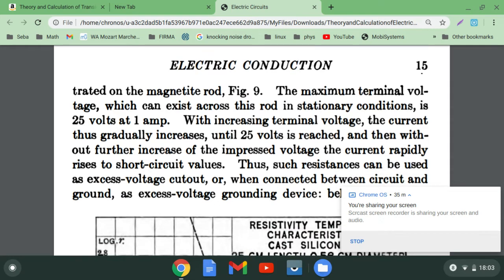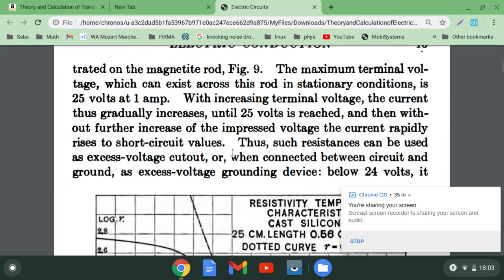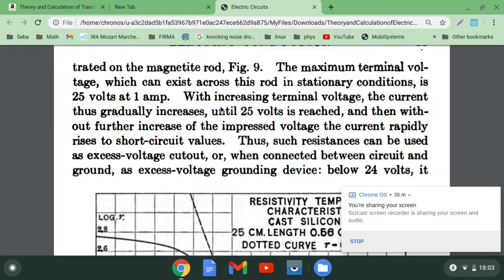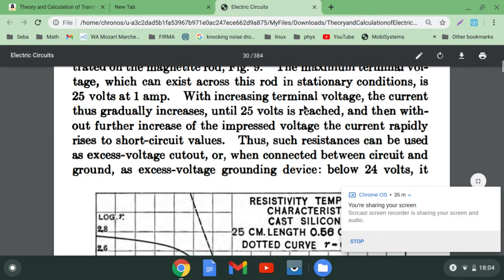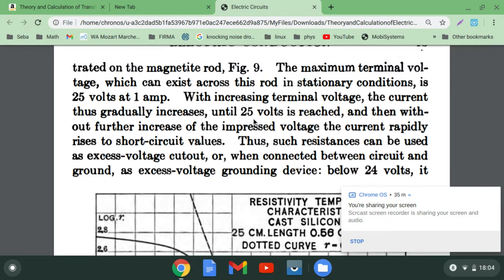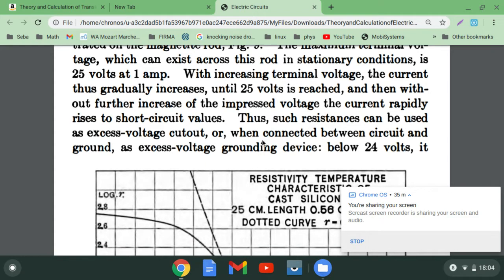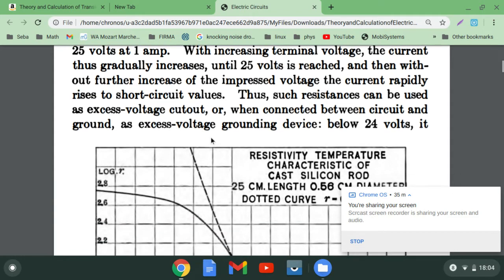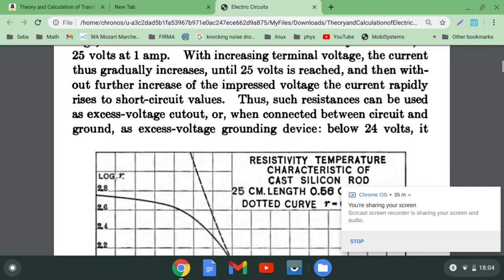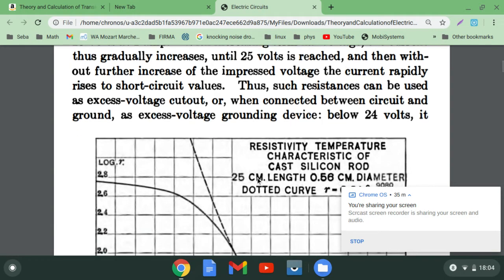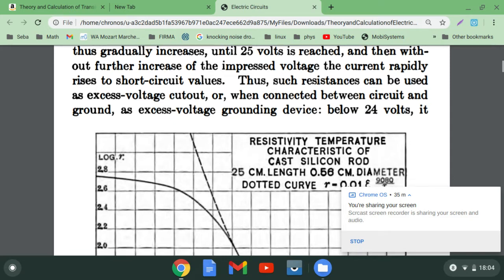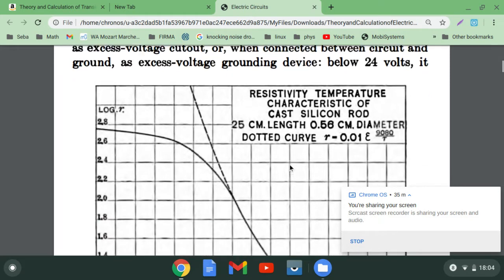The maximum terminal voltage which can exist across this rod in stationary condition is 25 volts at 1 amp. With increasing terminal voltage, the current thus gradually increases until 25 volts is reached, and then without further increase of the impressed voltage, the current rapidly rises to short circuit values. Thus, such resistances can be used as excess voltage cutout, or when connected between circuits and ground as excess voltage grounding device below 24 volts.